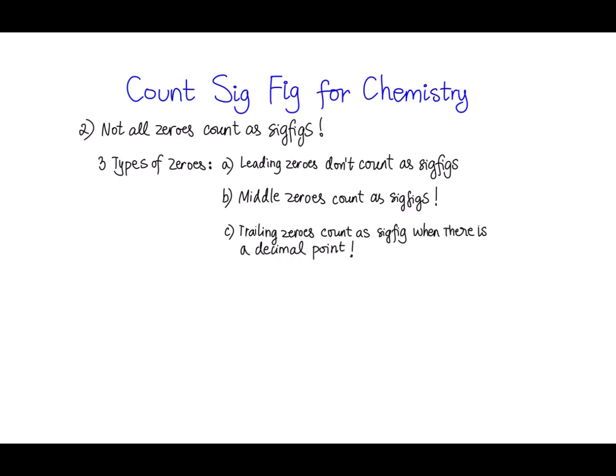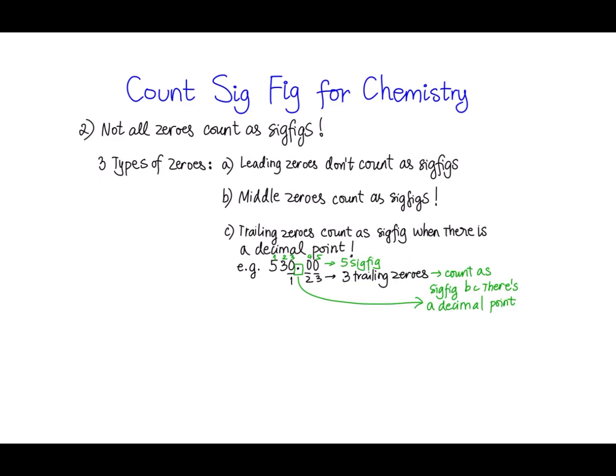And the rule for trailing zeros is that trailing zeros only count as sigfigs when there is a decimal point present in that number. So going back to the example, if you have 53,000, then the 3 trailing zeros in this number are not considered sigfigs because there's no decimal point present in this number. So in total, you'll say that 53,000 only has 2 significant figures, that is the 5 and 3, because the 3 trailing zeros don't count.